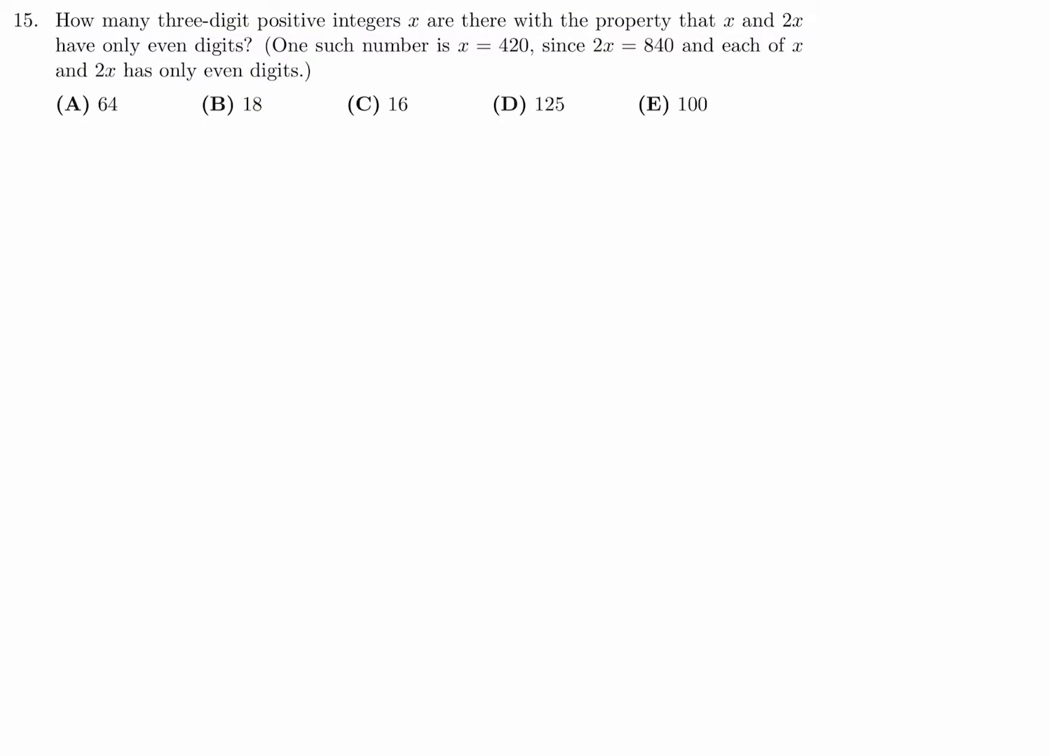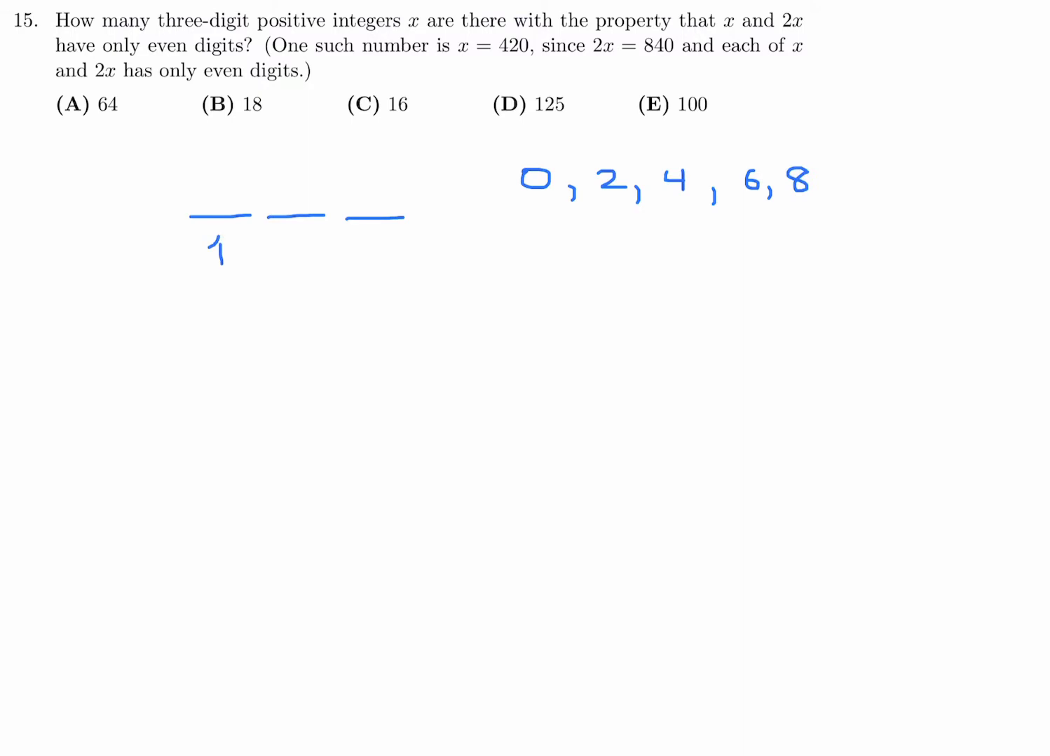How many 3-digit positive integers x are there with the property that x and 2x have only even digits? One such number is 420 for x and 2x equal to 840. And each of x and 2x has only even digits. It is a 3-digit number, correct? And first and foremost, what are the even digits? Well, there's 0, 2, 4, 6, and 8. Those are the only choices that we can use. So no 1, no 3, no 5, no 7, no 9.